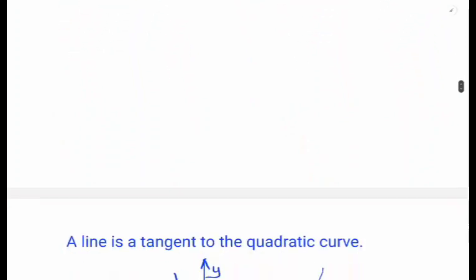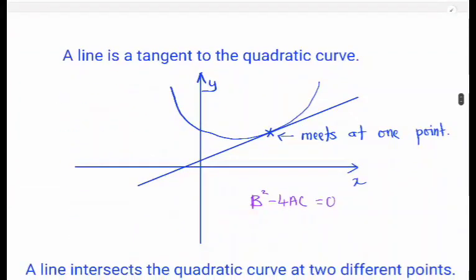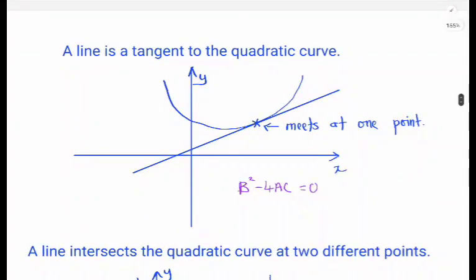Okay, next. A line is a tangent to the quadratic curve. A line, I mean this is the line. This line is a tangent. Tangent means it meets exactly at one point only. So in that case, b square minus 4ac equal to 0. That means one real root.